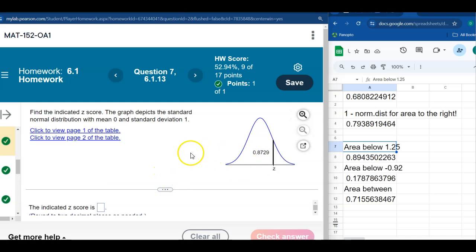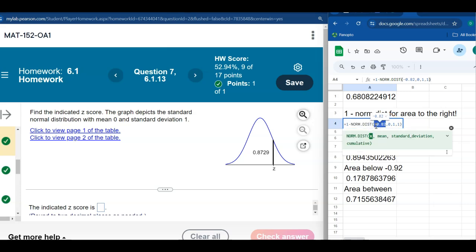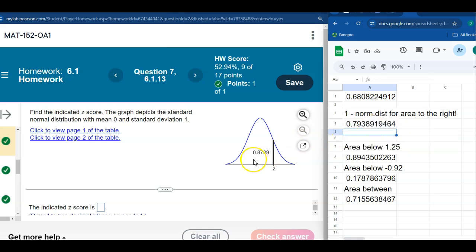Hey stats guys, we're going to look at how to use Google Sheets to find missing z-scores. Like we know an area, but we need to find a z-score. And you have to understand these normal dist features that we were using before. We knew a z-score, we were given a z-score, and we had to find the area below it, or to the right of it, or between it.